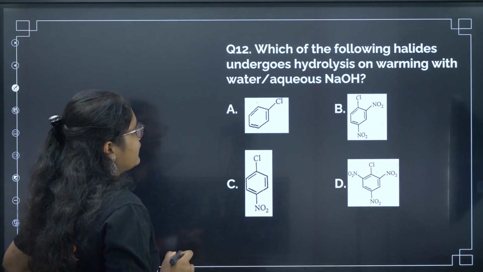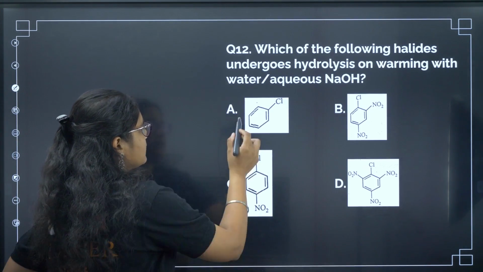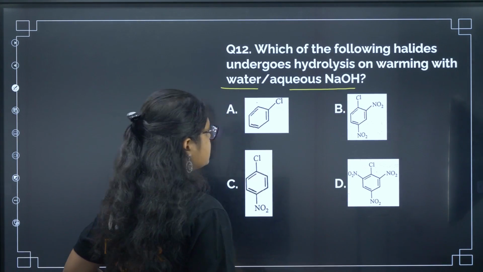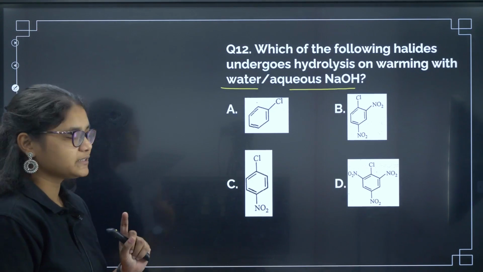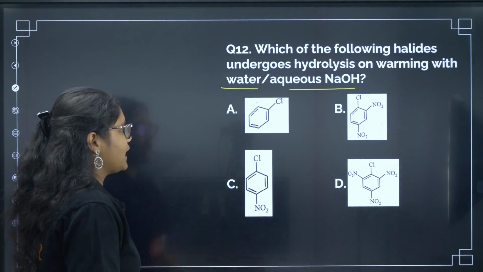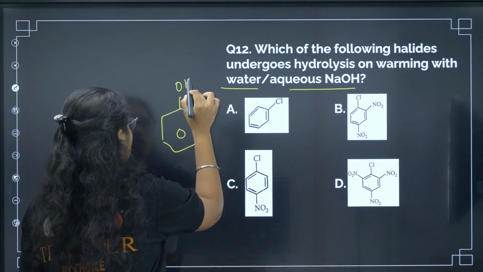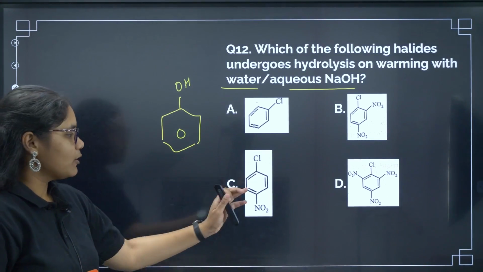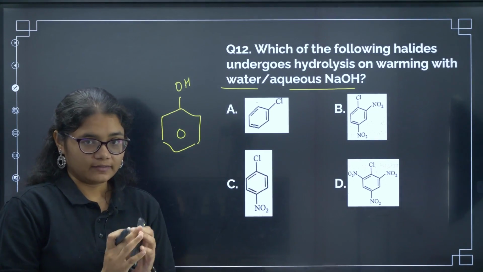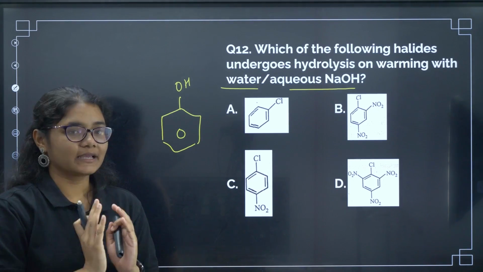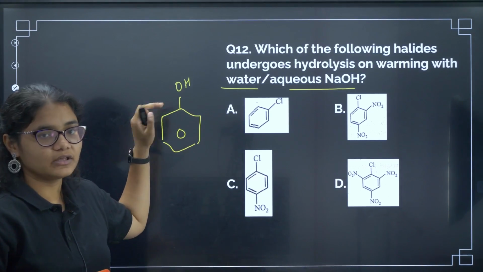Which of the following halides undergo hydrolysis on warming with water and aqueous NaOH? So this one is very important question. I think when we have this, the chlorine has to be replaced with an OH group. So this compound should be highly electrophilic. Then only a nucleophile like OH minus can attack and replace the chlorine of the chlorobenzene.